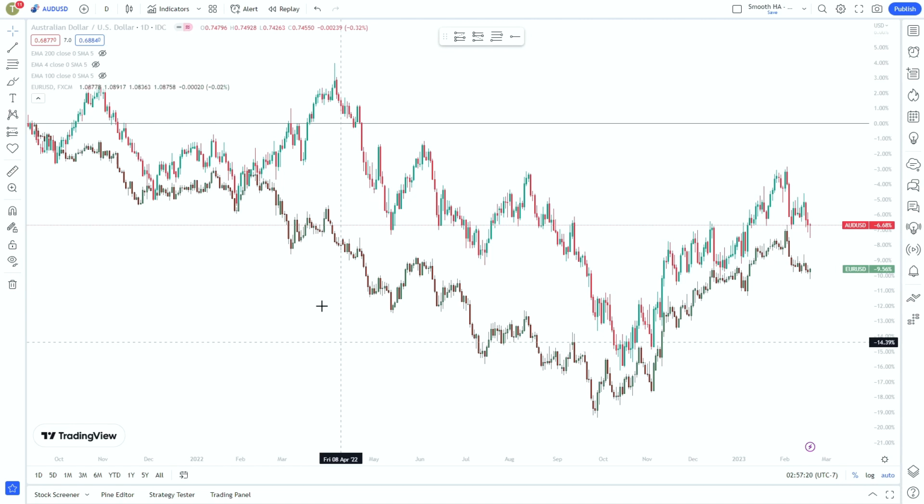So one area we could have a look at here is this move here. We're going back to April here, obviously we're on the daily chart, so we're going back a long way, where we see the start of a move down on Euro USD here.